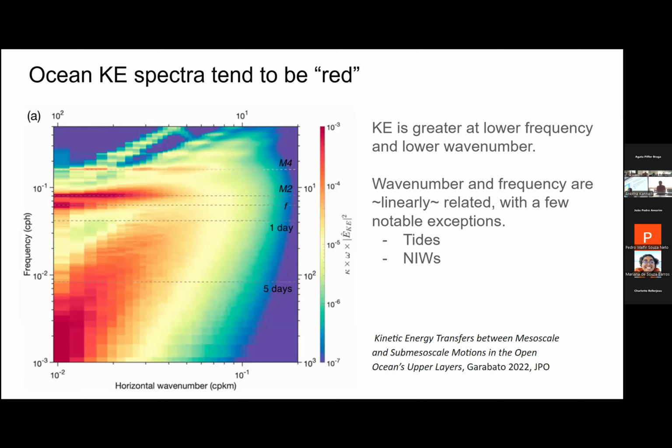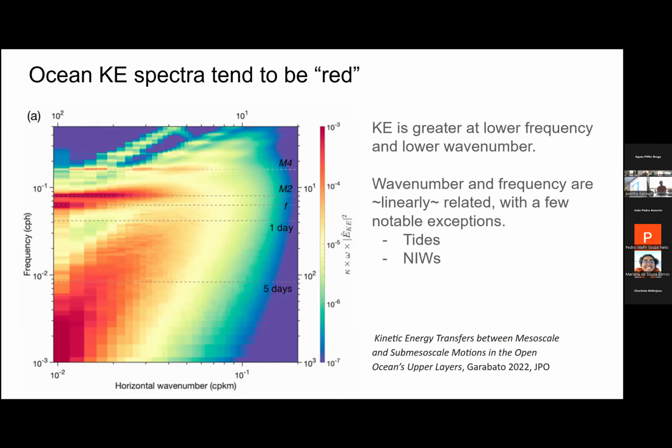So large scale things are on this side, small scale things are on this side, and slow things are down here and fast things are up here. So like a mesoscale eddy would probably be in this region. And 3D turbulence would be up here. So the thing that I mostly wanted to point out with this picture is that ocean kinetic energy spectra tend to be red, which is like an analogy with visible light that basically just means that there's more energy in the slow, large things, and it decreases linearly towards the fast, small things.